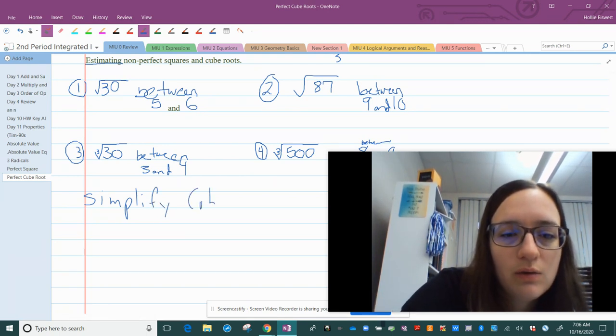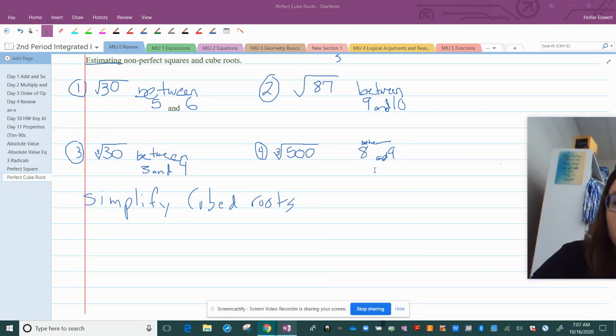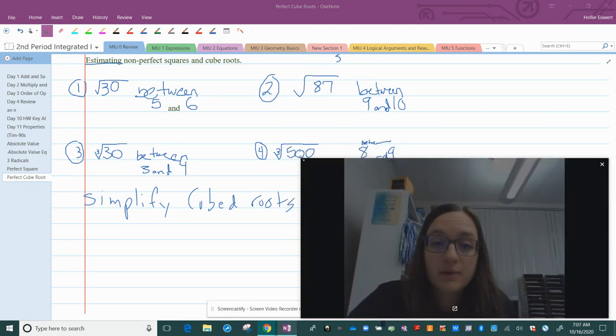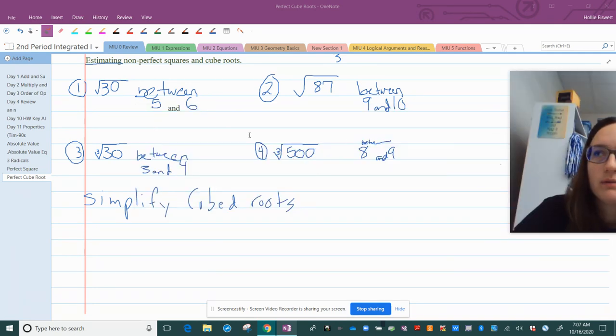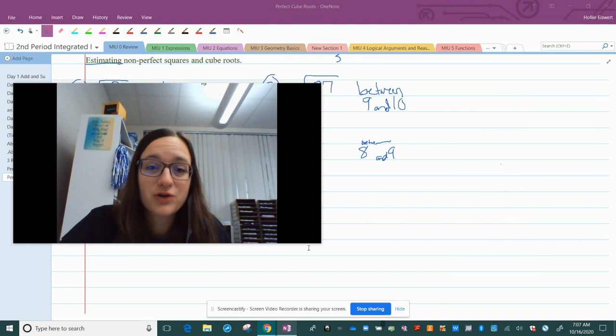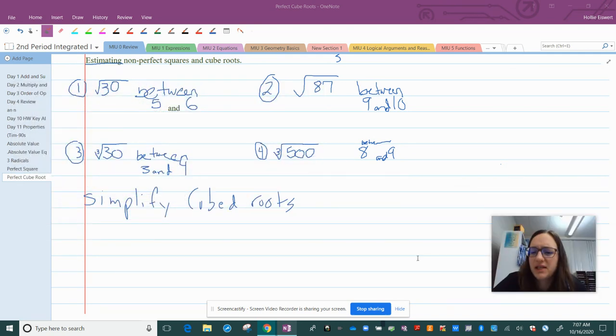Simplify cubed roots. We know how to simplify square roots, we've been practicing that for a while now. This is very, very similar, and we still have the same options of methods. We can do pairs or squares, same idea. But in this case, it's not quite pairs, because square roots had 2. So in this one, that's not really pairs. It's groups of 3.